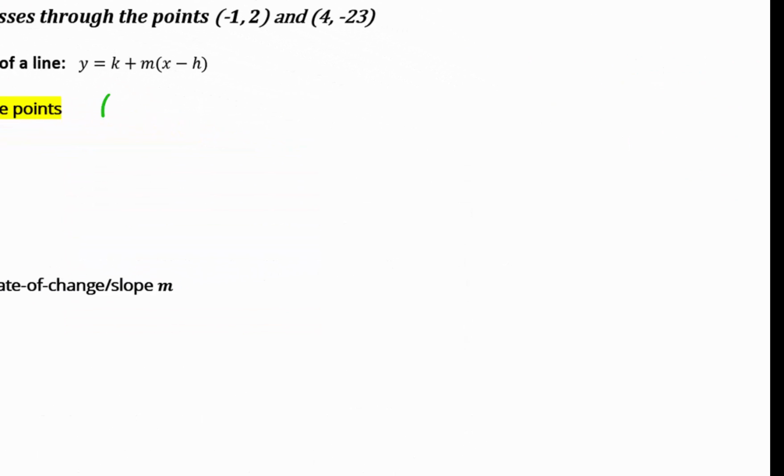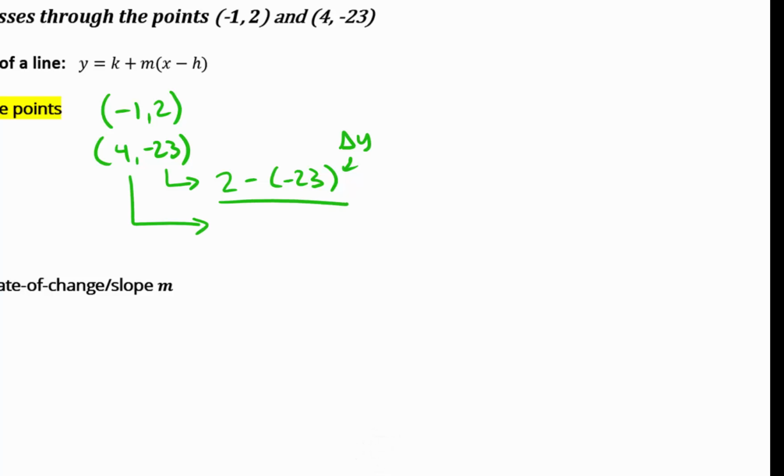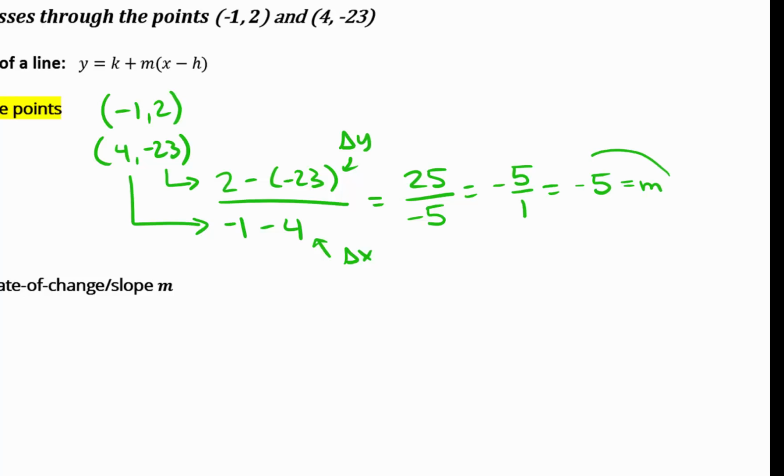So let's go ahead and stack our 2 points. So (-1, 2) and (4, -23). The order, again, doesn't matter. So we'll do our change in y, 2 minus -23. So that's the change in y. And then we'll stack and subtract these, which is going to be -1 minus 4. And that is going to be our change in x. And 2 minus -23 is going to be +25. And -1 minus 4 is -5. So that can simplify down to -5 over 1, or maybe more simply put, -5. Okay, that is our rate of change, so our slope.